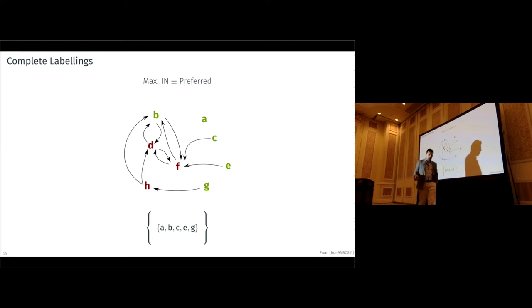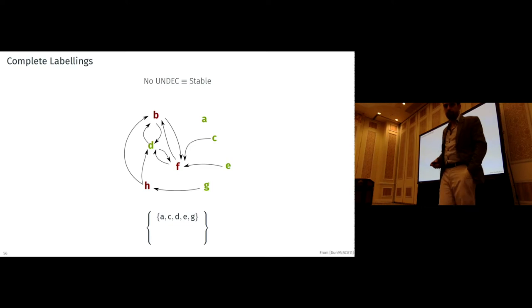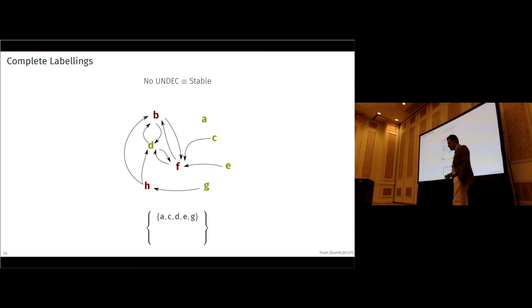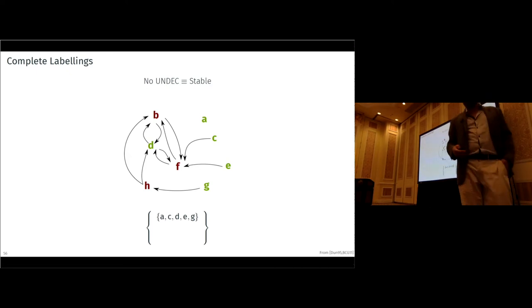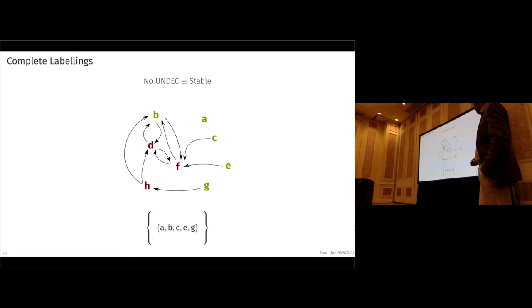Similarly, we can define the notion of stable labeling by imposing that no argument can be undecided. Sorry, this is a typo. The title should be stable labelings. If you impose this requirement, it means that you can never have an argument labeled as undecided in this argumentation framework for it to be a stable labeling. And here you can see why there is a correspondence between stable labelings and preferred labelings. Clearly, if you cannot have anything undecided, everything must be either in or out, which means that you are maximizing the set of in arguments. So this is one of the labelings for stable, and the other one is the opposite, once again, as in the case of the preferred.